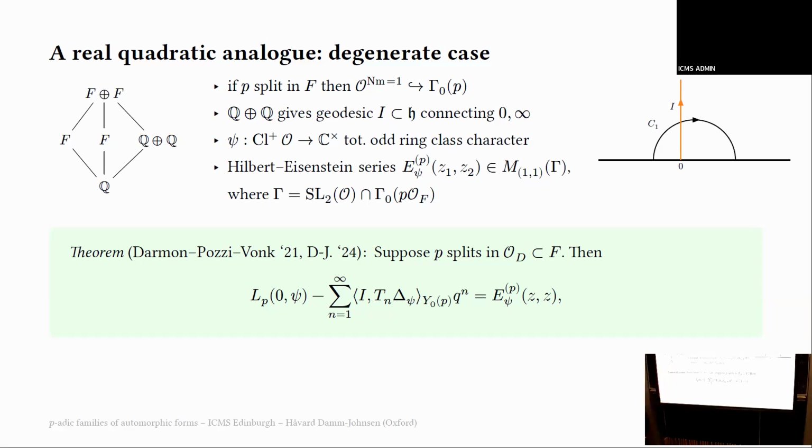If I could ask a question, when you write L_p here, is that a genuinely p-adic L value? No, it's a classical L value. The p just means you've modified the Euler factors.